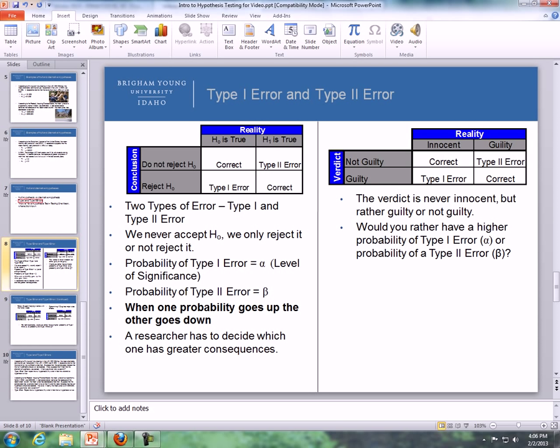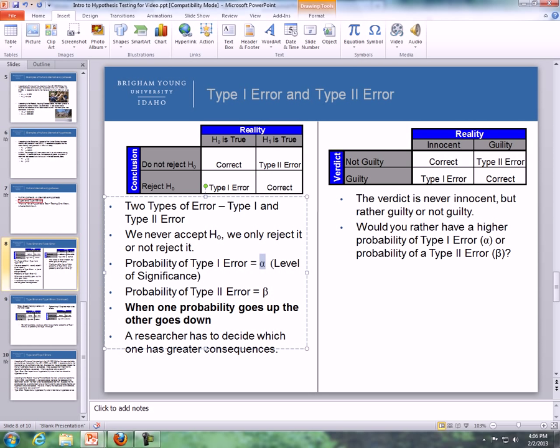Or we don't reject the null hypothesis when we do an analysis, when in fact the alternative hypothesis, this should be HA, but the alternative hypothesis is true. Okay, so a couple of notes here. First of all, we never accept the null hypothesis. We either reject it or we don't reject it. Okay. Also, there's probabilities associated with these errors.